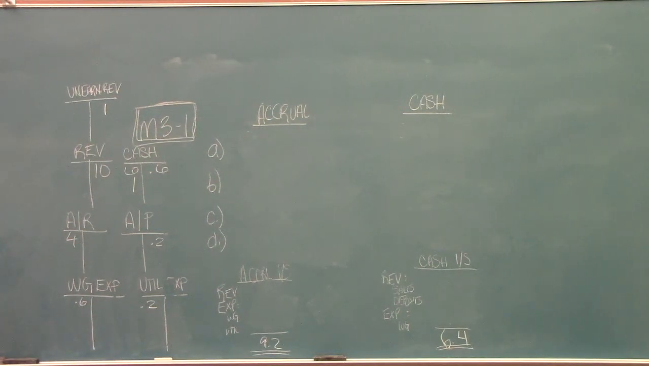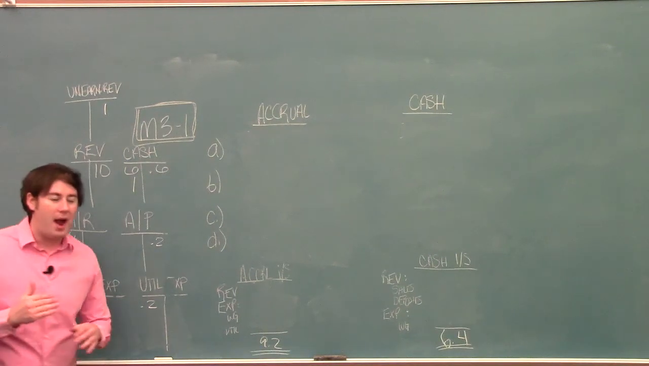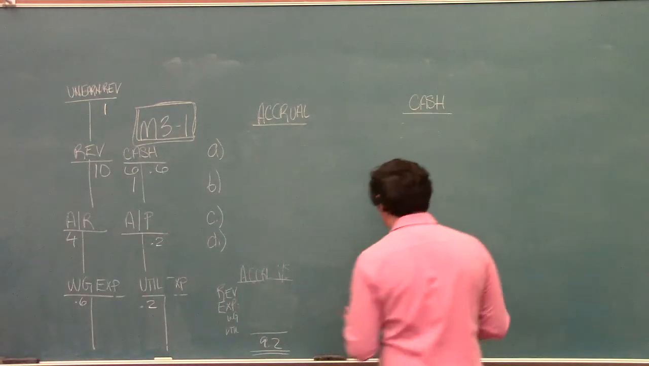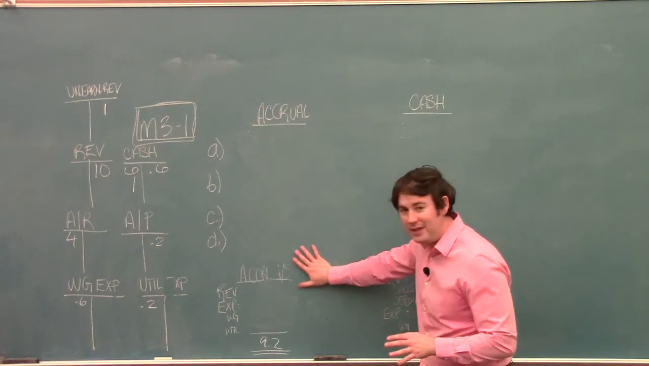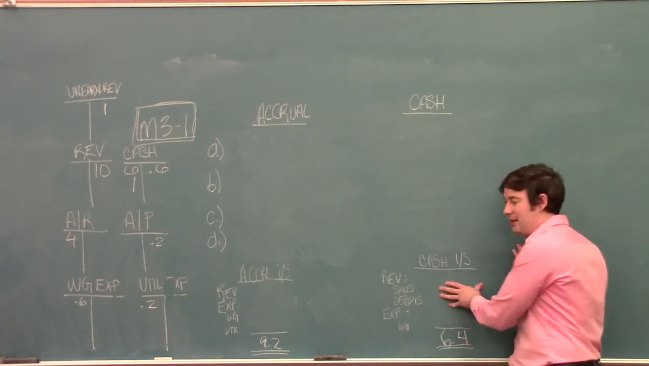Okay, the first problem on our list is M3-1. M3-1 indicates that Mozart Music Company had the following transactions. It gives you the list of transactions, and then the only actual requirement that it gives you is to put in numbers for the accrual basis income statement versus the cash basis income statement, okay?